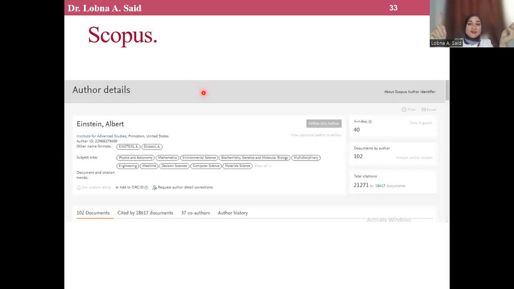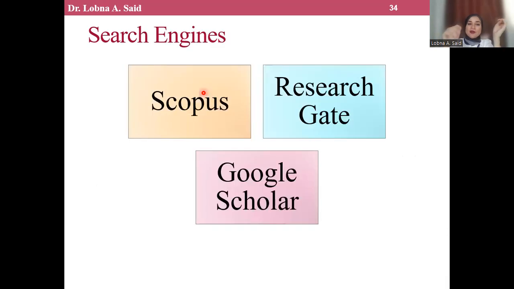Here, he has an H-index of 40. At Scholar, he has an H-index of 112.